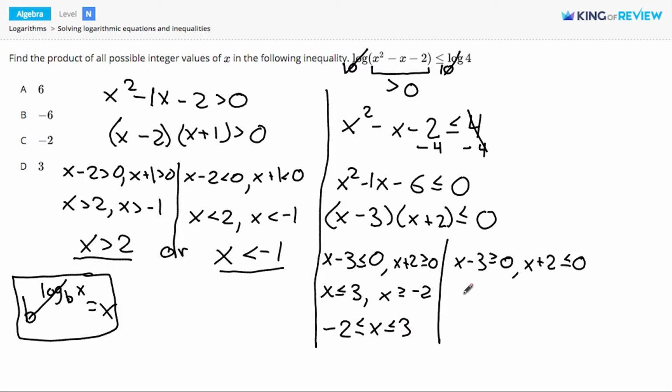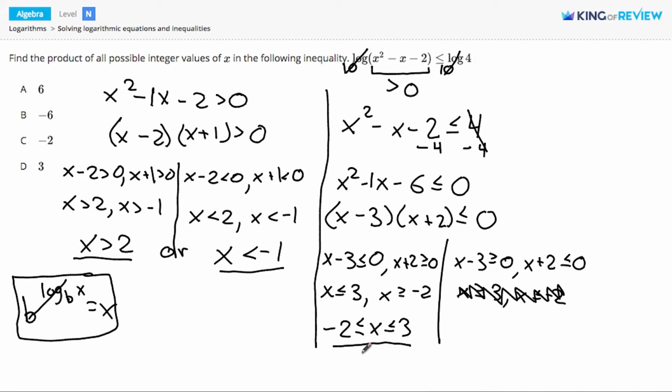On the right side, we get x is greater than or equal to 3, and x is less than or equal to negative 2, but a number cannot be bigger than 3 and less than negative 2 at the same time. So the solution on the right is impossible, and we just have negative 2 is less than or equal to x, which is less than or equal to 3.